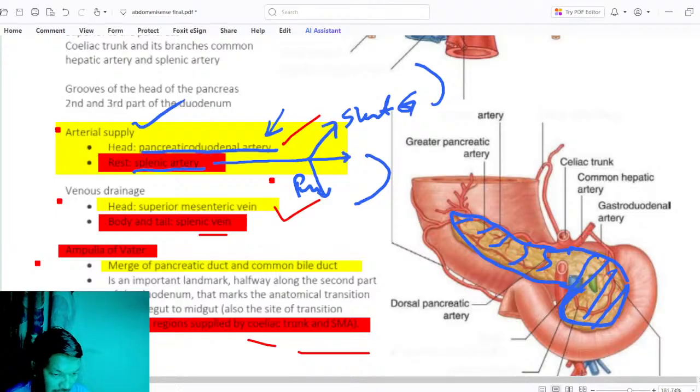Okay. Now venous drainage: the head part drains into the superior mesenteric vein, corresponding to the vessel supply, and body and tail drain into the splenic vein. Okay. Ampulla of Vater, the merger of the pancreatic duct and common bile duct, lies between regions supplied by the celiac trunk and SMA.